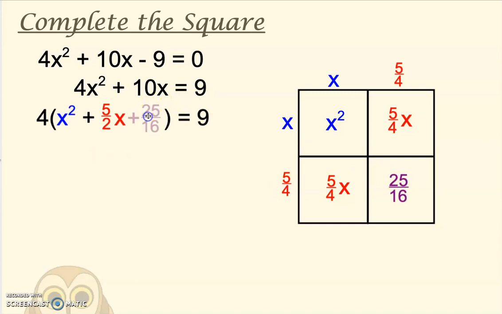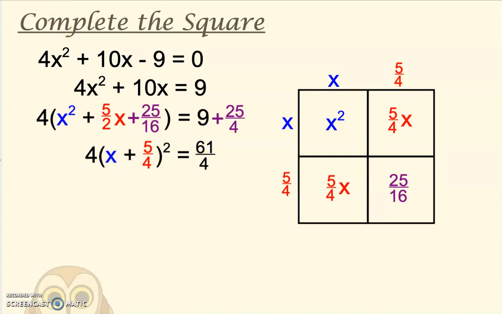And this final square has an area of 25/16. So I add 25/16, although you and I both know that's not really a 25/16, is it? When I multiply through by 4, it's really 25/4. So when I write this as a fully completed factored problem, I get 4 times the quantity of x plus 5/4. Notice this side is x plus 5/4, so is that, squared equals 61/4.